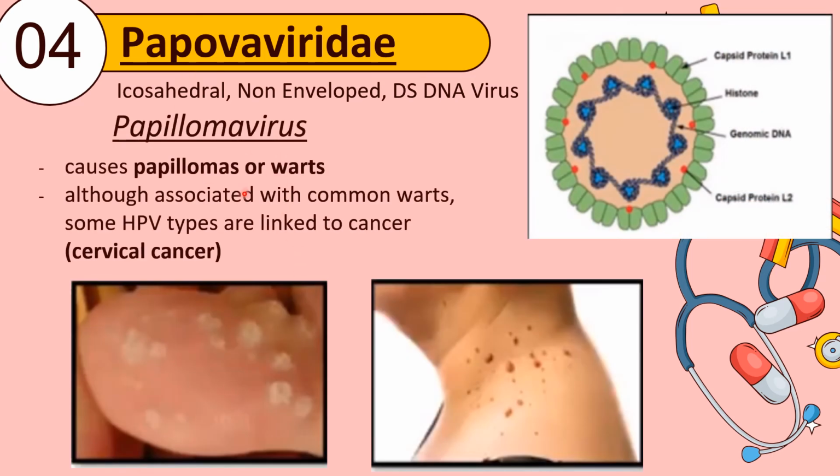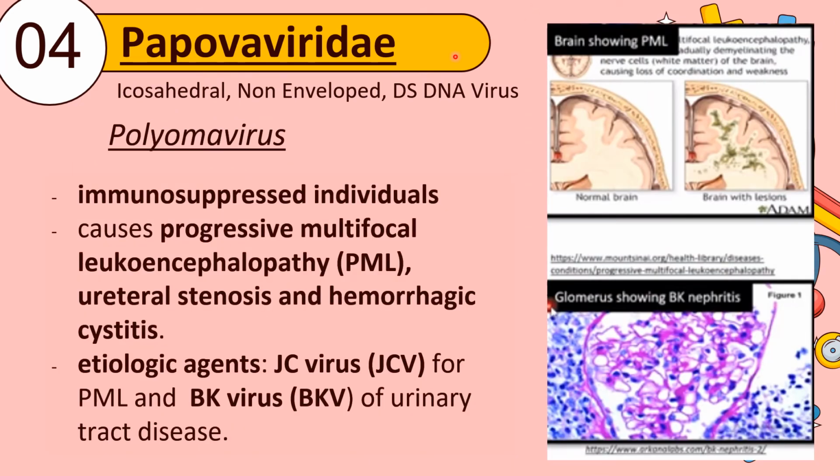Papillomavirus causes papillomas or warts. They are also associated with HPV, or human papillomavirus, that is associated with cervical cancer. Polyomaviruses, on the other hand, mainly affect immunosuppressed individuals. They can cause progressive multifocal leukoencephalopathy or PML, ureteral stenosis, and hemorrhagic cystitis.